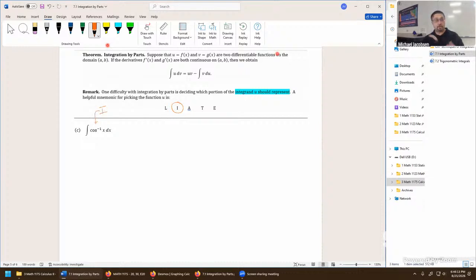An inverse function comes up, it strongly suggests that should be your u. So even though it's kind of a weird problem, if you know you're using integration by parts, this mnemonic helps out tremendously. Let's let u be cosine inverse of x. Then that's like the whole thing. Well, not exactly. It's the whole integrand, but it's not everything in the integral because there's still a dx left over, and that's what dv is supposed to be, everything else. And the everything else on this one is dx, that's all.